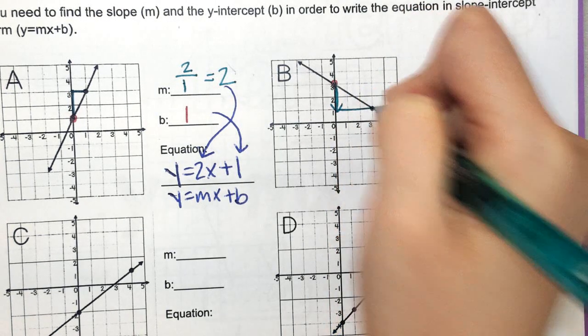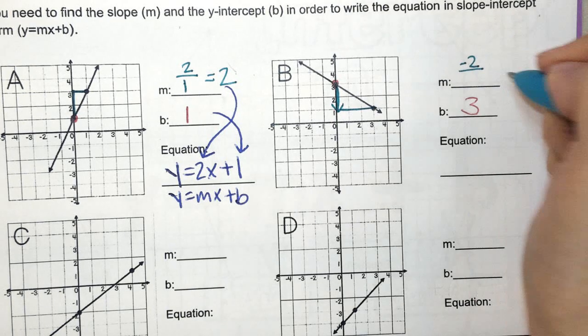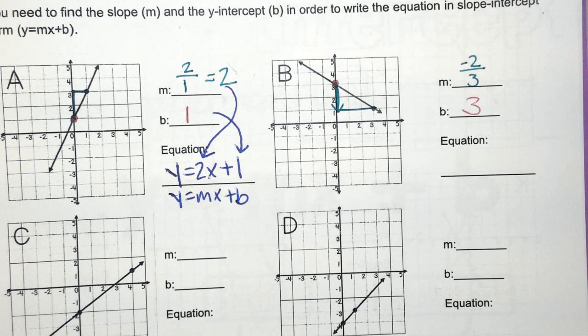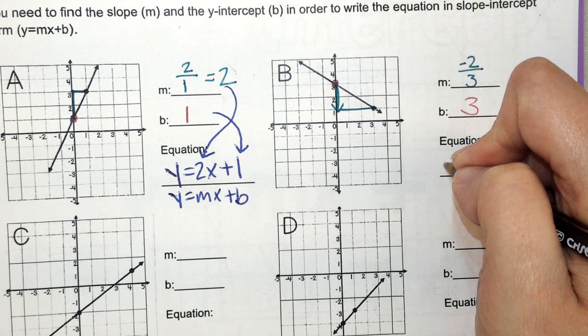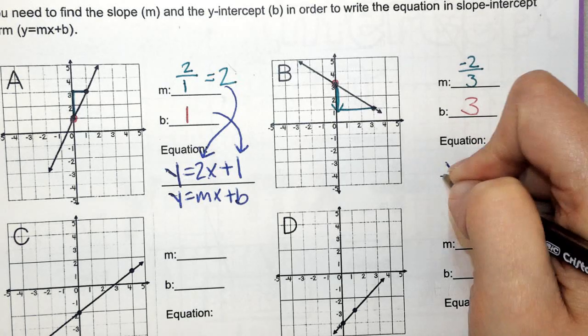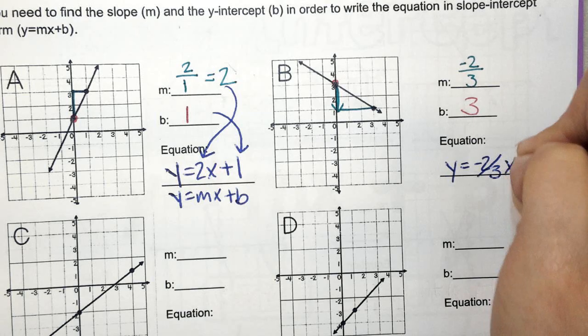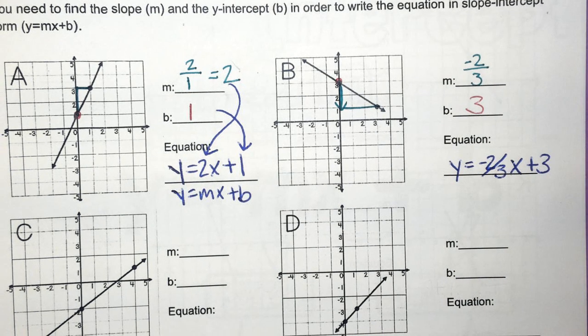And then over to the right 3. And would that be positive or negative? Positive 3. So that's negative 2/3. Xander, if I have to write my equation, what would that look like? Negative 2/3. Start with the whole equation. Y equals negative 2/3 x plus 3. Very good. Y equals negative 2/3 x plus 3.